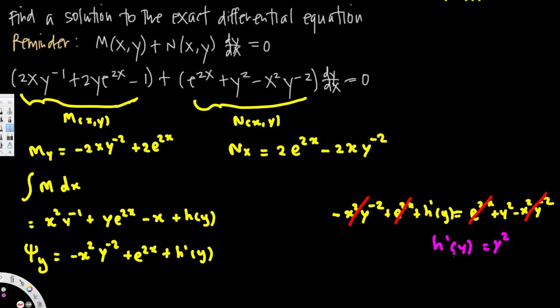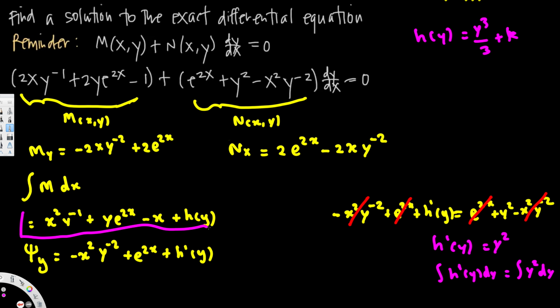Now to find the h of y, we integrate this one with respect to y. This integration and derivative cancel each other, but I have to do integration on the other side too, dy. If you integrate this one, that's going to give you h of y is equal to y cubed divided by 3 plus a constant. Let's put a k right here. Now our final answer is going to be this one. We are going to replace this h of y, and that's it.